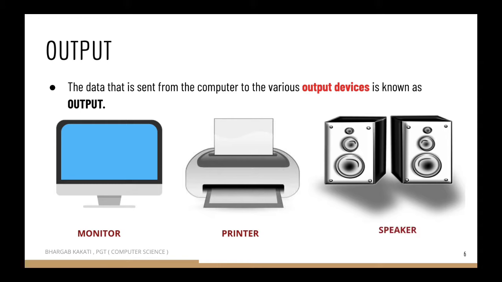Now if you think a little bit deeper, you will find that we use monitor, printer or speaker to receive something. So whatever instruction we give from the outside, it is processed and it is displayed via the monitor. Now if we want it in a printed form, then we require the help of a printer. Now if I want to play some music, we will be able to listen to the music with the help of speakers. So these devices are known as output devices.